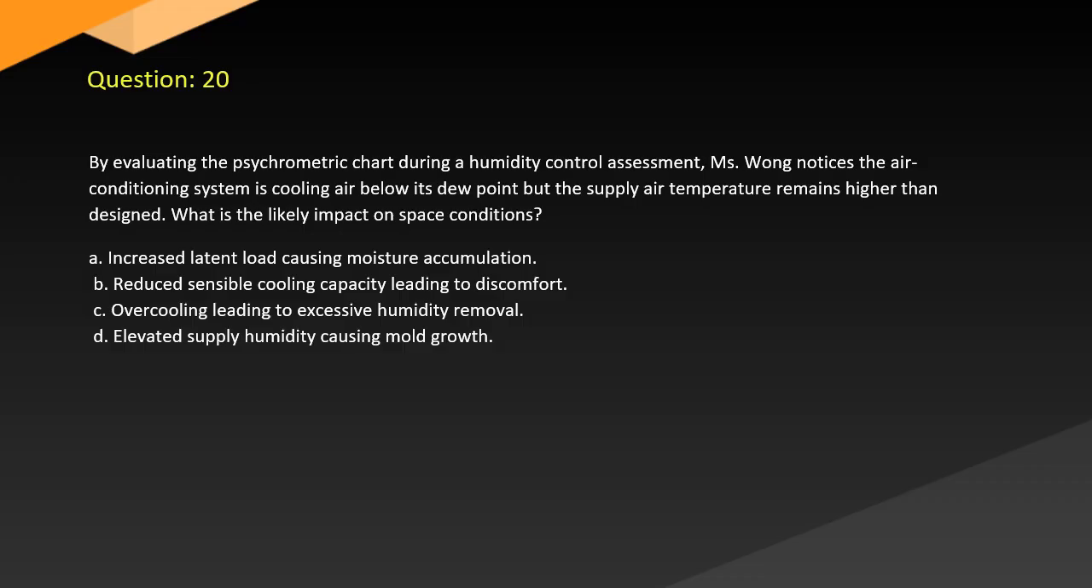Question 20. By evaluating the psychrometric chart during a humidity control assessment, one notices the air conditioning system is cooling air below its dew point but the supply air temperature remains higher than design. What is the likely impact on space conditions? A. Increased latent load causing moisture accumulation. B. Reduced sensible cooling capacity leading to discomfort. C. Overcooling leading to excessive humidity removal. D. Elevated supply humidity causing mold growth.